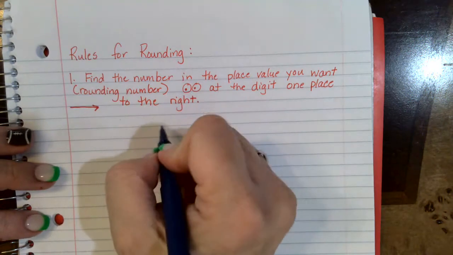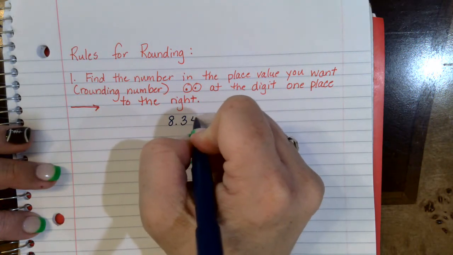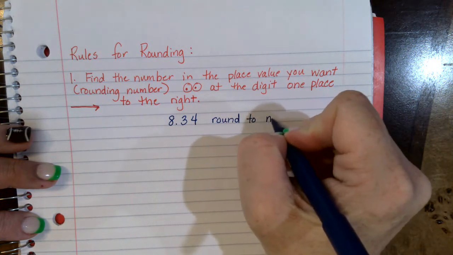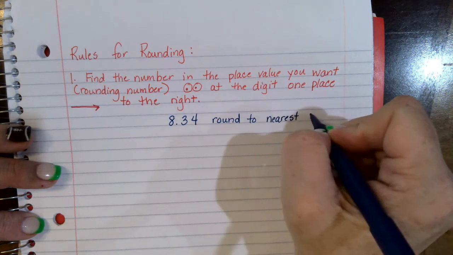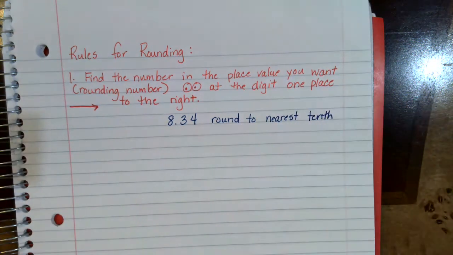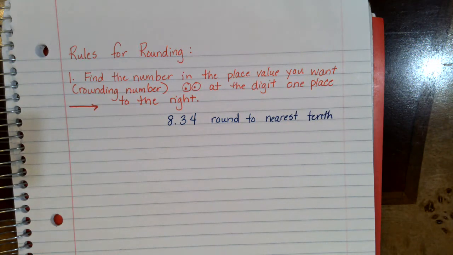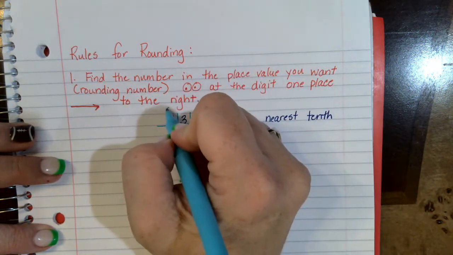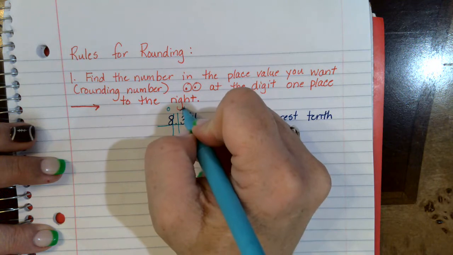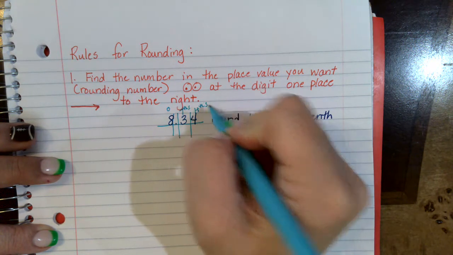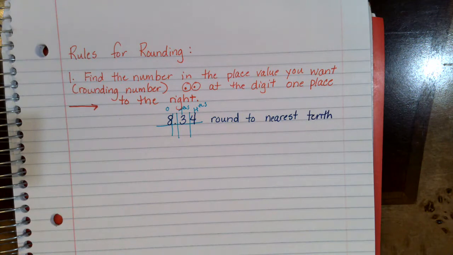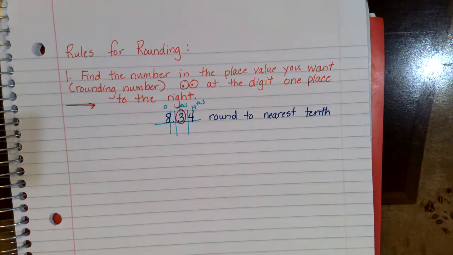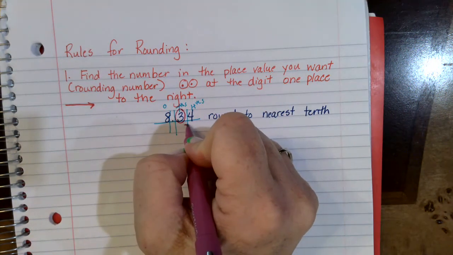So let's take the number 8.34, and we're going to round to the nearest tenth. If it helps you, like it helps me, make your place value chart. We know this is the ones, we know this is the tenths, and this is the hundredths. The place value we are rounding to is the tenths.